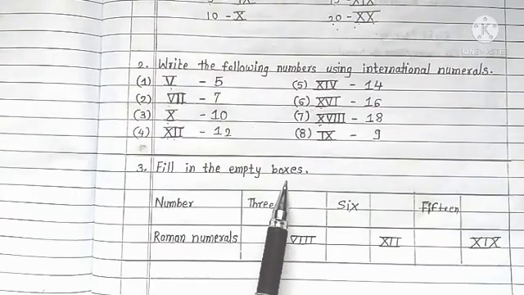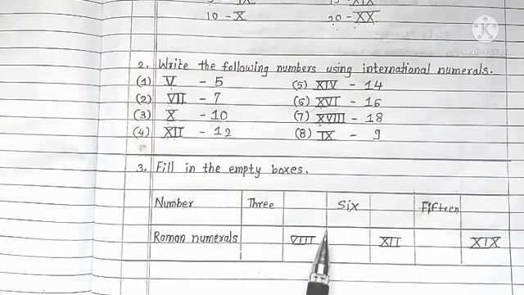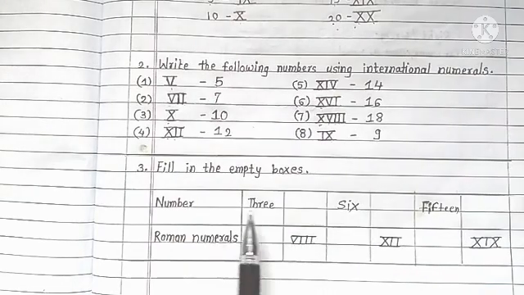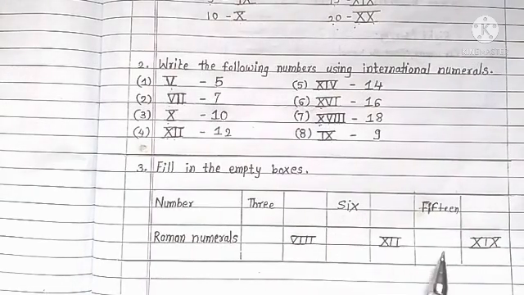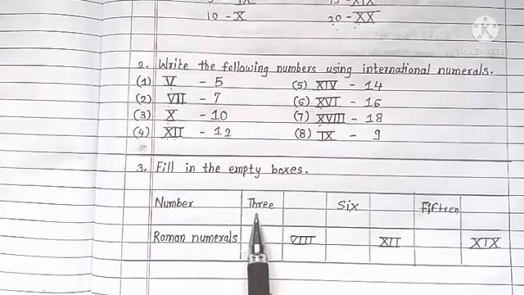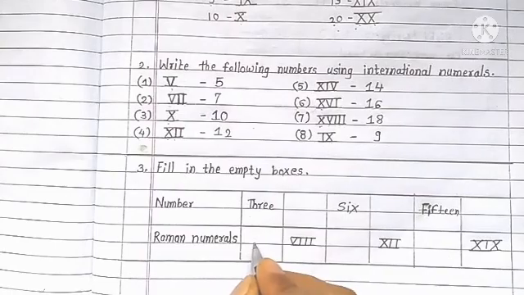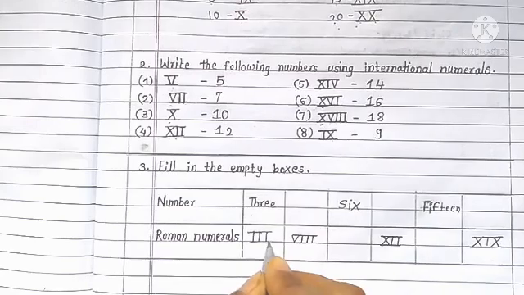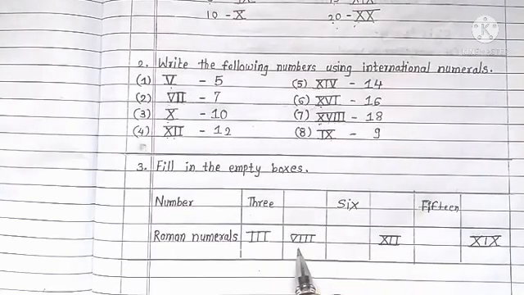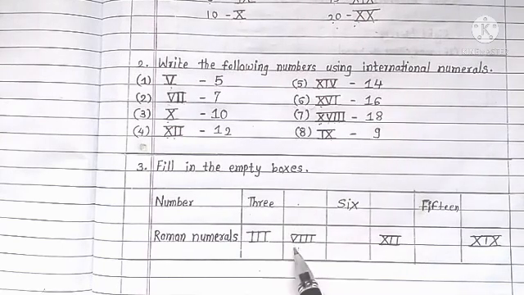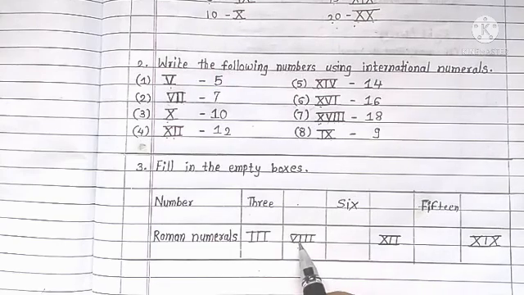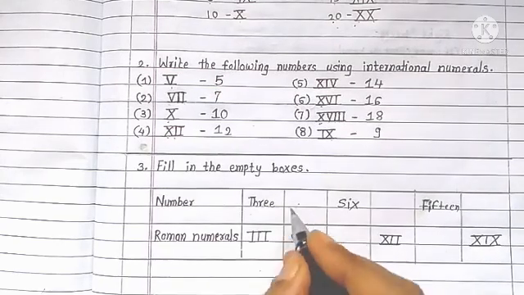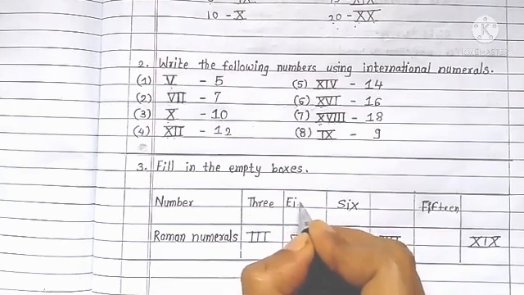Now question number 3. Fill in the empty boxes. You can see the boxes. You have to fill the empty boxes with the international numbers or with the Roman numerals. First one is 3. So you write the 3 in Roman numerals, that is III. Now next they have given the Roman numerals and you have to write the number in words. V means 5 plus 1, 6, 7 and 8, so the number is 8.